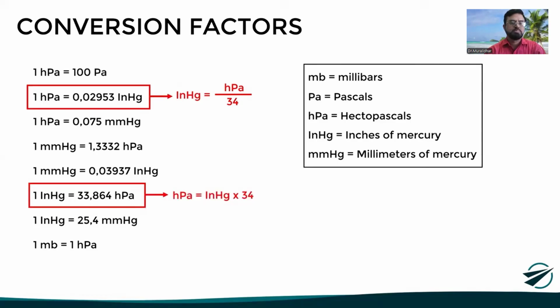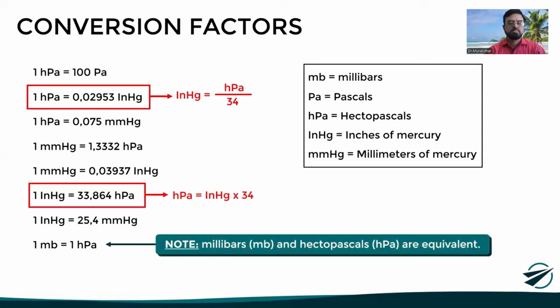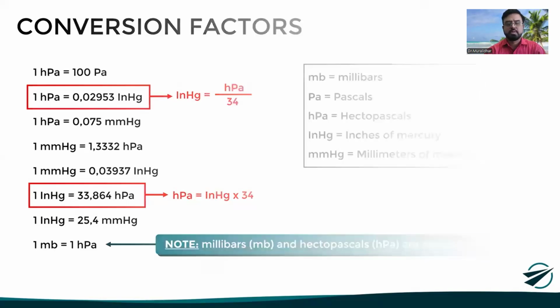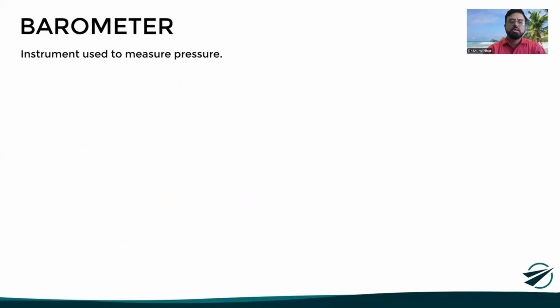Now, another thing to keep in mind is that in some cases, you will see the terms hectopascals and millibars used interchangeably, and this is because these units of measurement are equivalent, so there is no difference between using one or the other. So having seen all this, let's move on to the instrument used to measure atmospheric pressure, the barometer.